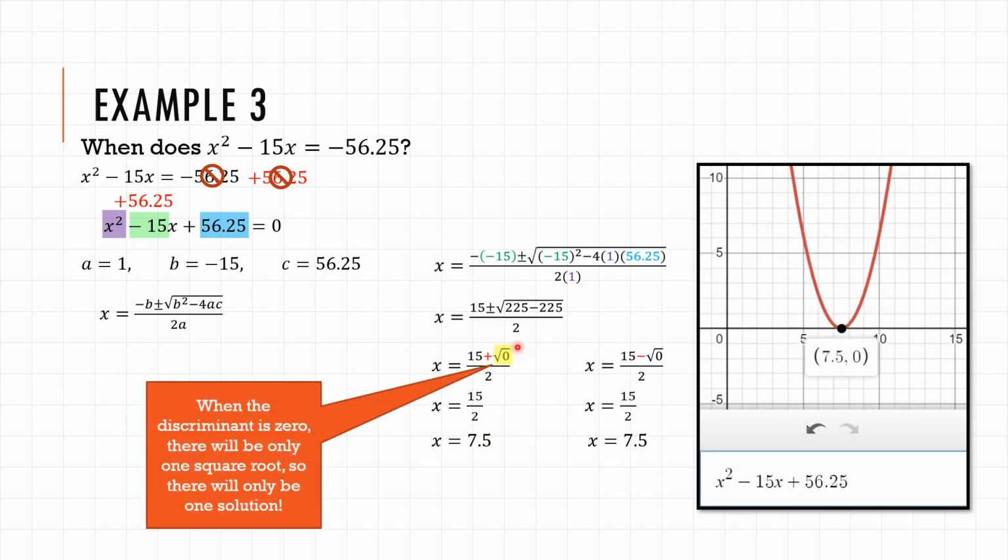That's what I mean. When the discriminant is 0, there will only be one square root, which is equal to exactly 0. So there will only end up being one solution, or both your solutions will end up being the exact same number. And on a graph, that looks like this. This is the exact expression here. And we've graphed it, and you can see that it only has one root.